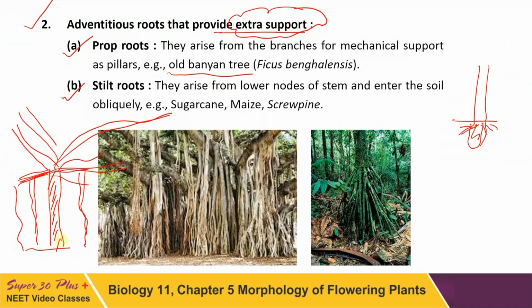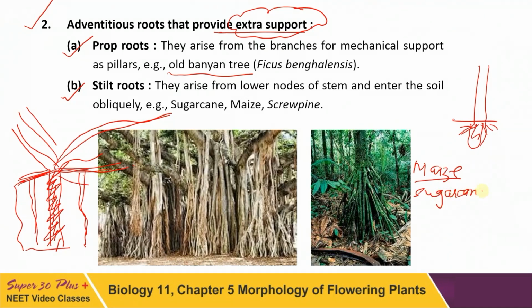Sometimes the main trunk deteriorates and it is rather difficult to find where the main trunk is, and the whole set of heavy branches is supported by this pillar-like root, right? These are stilt roots. In case of maize, sugarcane, and screw pine, you can see the example here. This may be an example of maize, or it may be an example of sugarcane. You can write any example.